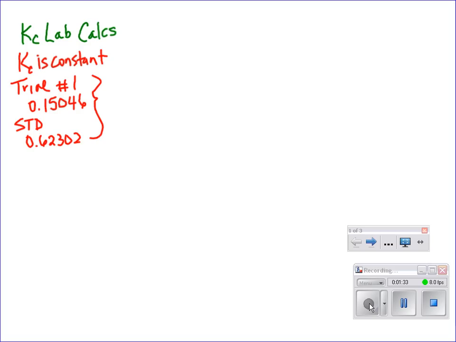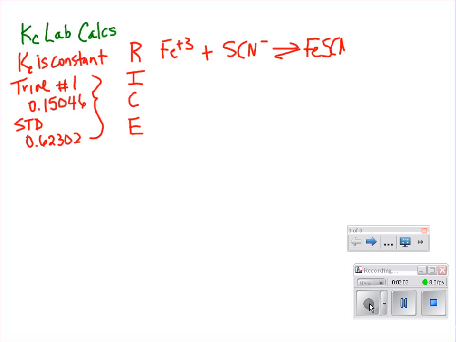So first off, what we need to do is to find K. So to do that, we'll need a RICE table. We all know that a RICE table requires the reaction. In this particular lab, you are adding 0.3 Fe3+ plus SCN-, and that created that orange-looking complex called FeSCN2+. So I'm actually going to spread these out a little bit. I need a lot of room to show you how to do these calcs.